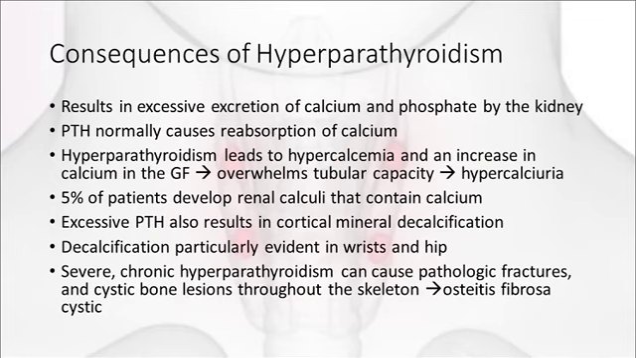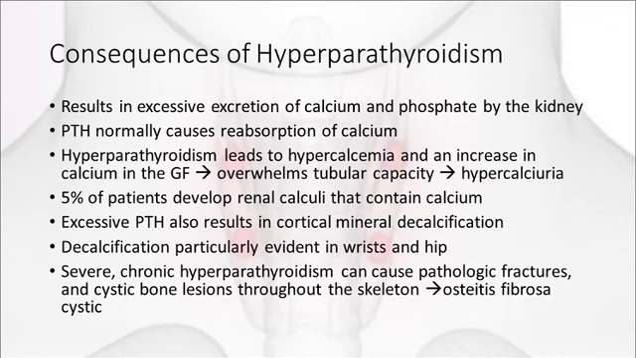It's worth noting that one of the consequences of hyperparathyroidism is excessive excretion of calcium and phosphate by the kidneys. Parathyroid hormone normally causes reabsorption of calcium, right? And of course, hyperparathyroidism leads to hypercalcemia and an increase in calcium in the glomerular filtrate, which then overwhelms the tubular capacity and leads to hypercalciuria. Approximately 5% of patients will develop renal calculi, and there's your stones, bones, groans, and psychic moans.